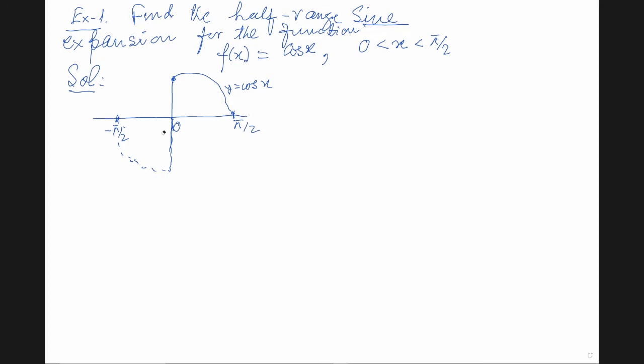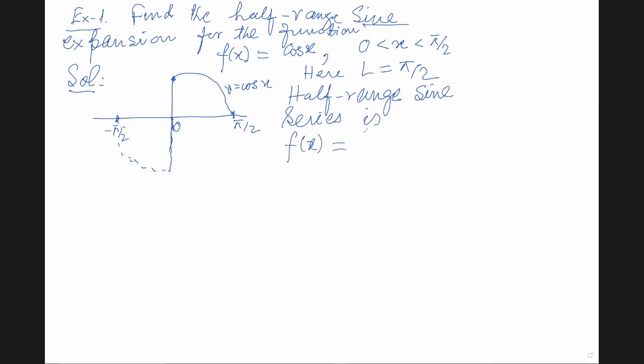So please understand here, what is L? Pi by 2. So the half range sine series or expansion is, what is the Qanun? n pi x over L. Is that correct?